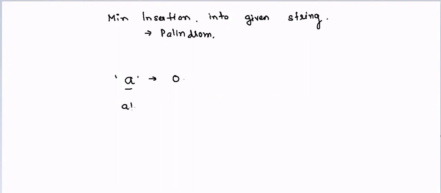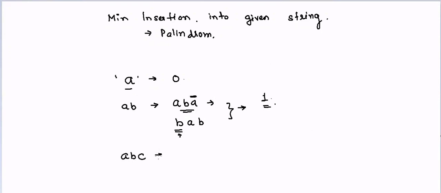Now suppose we have AB. We can either create ABA, a string which is a palindrome, by inserting A at the end, or we can create BAB by inserting B at the front. In either case, the minimum number of characters required to insert is 1, correct?